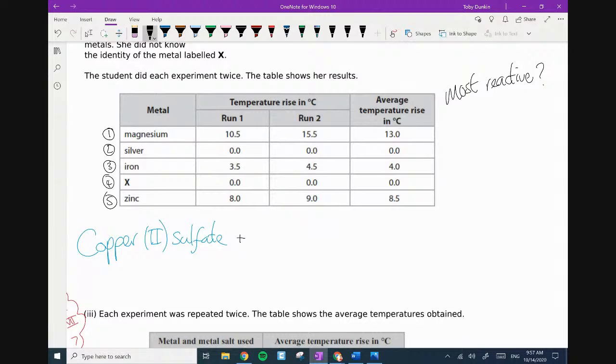Owen, it has to be a capital M if you're going to use symbols, because otherwise you've just written down milligrams. Whenever you do a symbol, it's capital first letter, lowercase second.